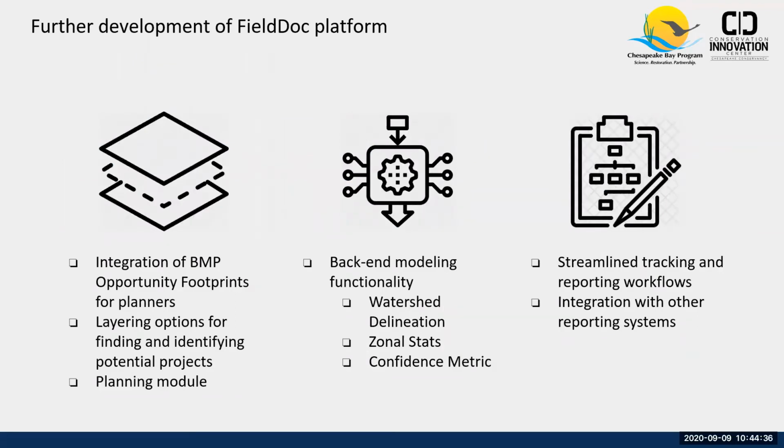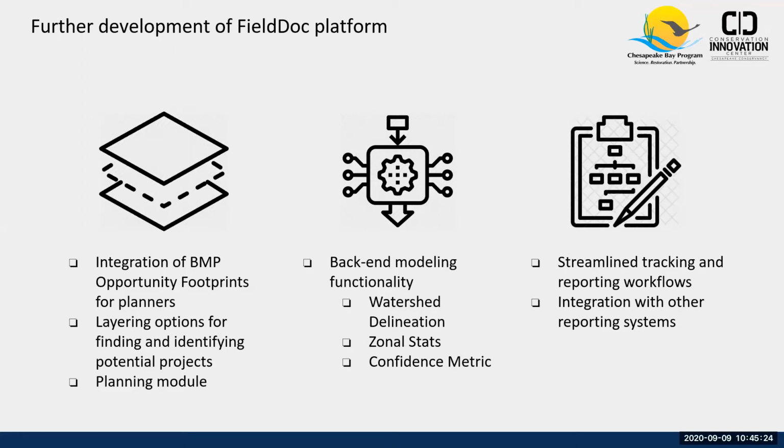Next slide. So, to give a broad overview of each of the components, as I mentioned, the Conservancy is focused on the 3 bullet points on the left here: creation of the BMP opportunity footprints for planners and integrating that with systems such as FieldDoc. In FieldDoc, providing layering options for identifying those high-performing potential projects, and then wrapping all of that into a planning module that practitioners and planners can use to easily identify and assess the suitability of projects on the ground and potential load reductions associated.